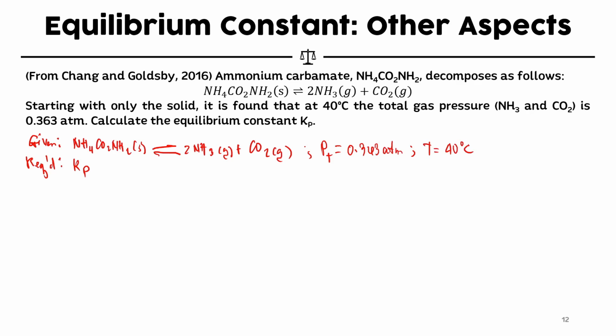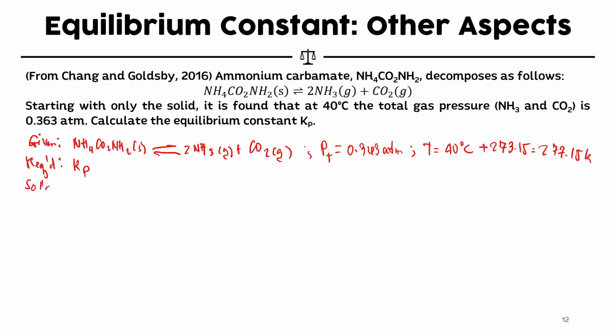And since the temperature should be in Kelvin when we're calculating Kp, we just add a value of 273.15 to convert it to Kelvin, and that is equal to 40 plus 273.15, which is 313.15 Kelvin. So we have the required, which is our Kp.